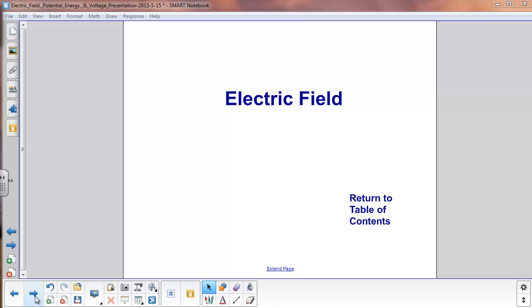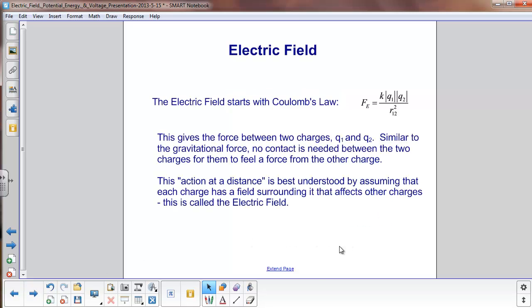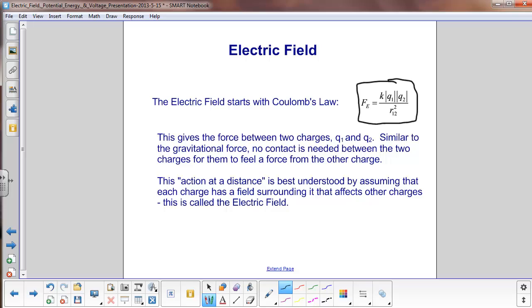The electric field will be discussed first. For the electric field, we will start with Coulomb's law, which describes the force between two charges, Q1 and Q2, times the Coulomb's constant, and please note the absolute values here. We're just dealing with the magnitude of the force, divided by the distance between the two charges squared. This gives the force between the two charges.